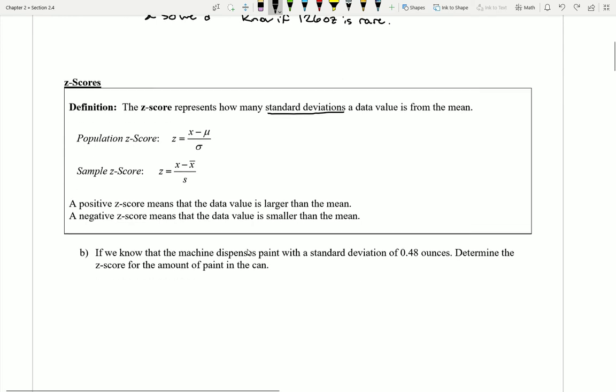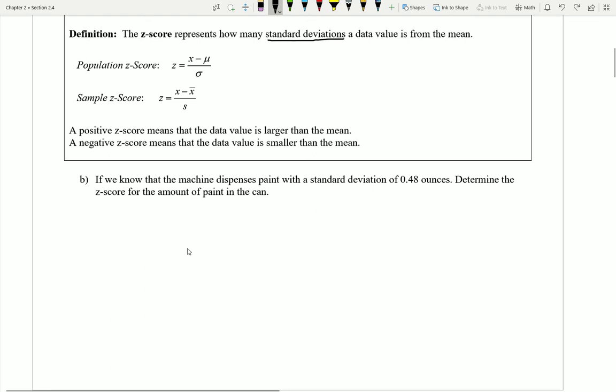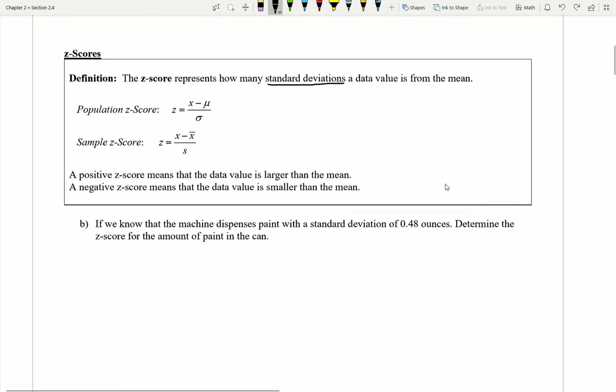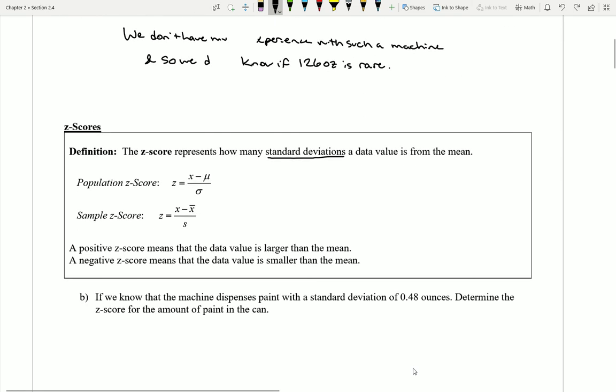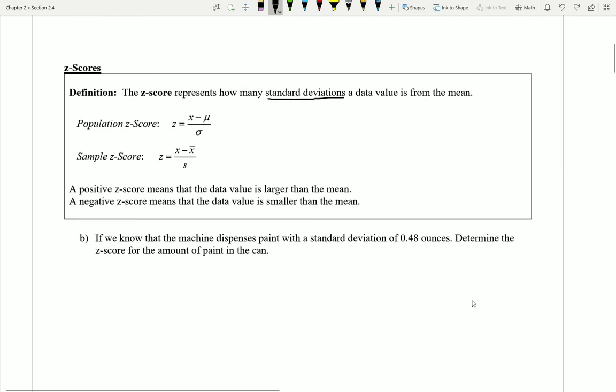So let's go ahead and figure out how we could use this in something like part B. What if we know that this machine that dispenses paint has a standard deviation in the amount that it dispenses of about 0.48 ounces? Okay, so again, if I look back up here, 128 is average, but don't be too surprised if you get something about 0.48 more or less. Determine the z-score for the amount of paint in the can that we have.